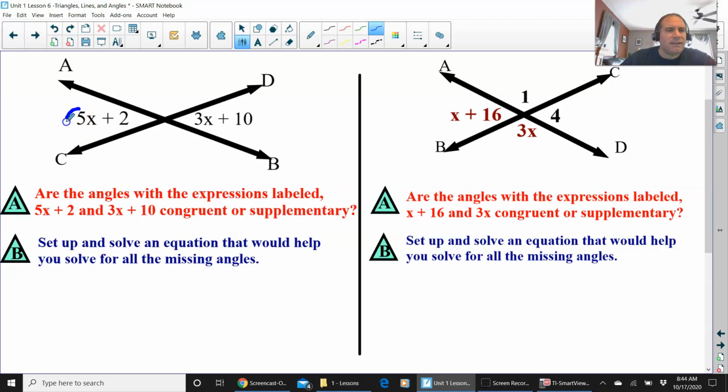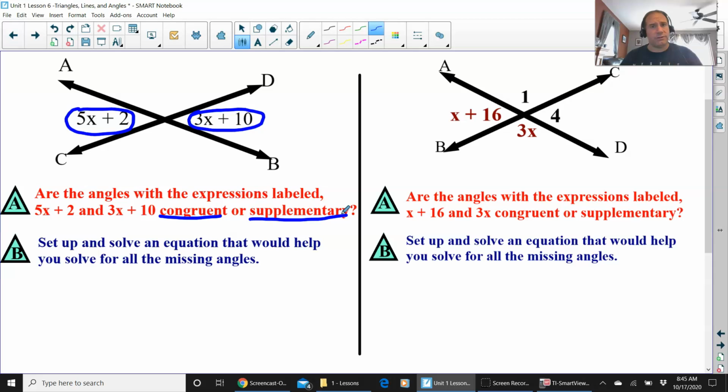So we are given an expression. An expression is like 5x plus 2, no equal sign, an expression. Then also we're given another expression here. What we usually have are numbers given. So we would be told that one of those angles is equal to like 25 degrees or 30 degrees. And then we would say, all right, if this is 30, then this has to be 30, right? Because they're vertical angles.